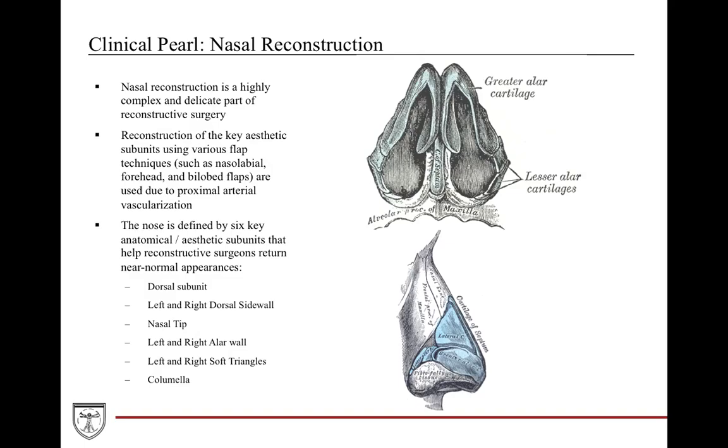You may not need to know this, but just for your own personal interest, you can divide the nose into specific aesthetic subunits. You have the dorsal subunit, the dorsum of the nose. You have your left and right dorsal side walls. You have your nasal tip. You have your left and right alar walls, your left and right soft triangles, and your columella. Those are all considered the very unique, distinct portions of the aesthetic subunits of the nose.